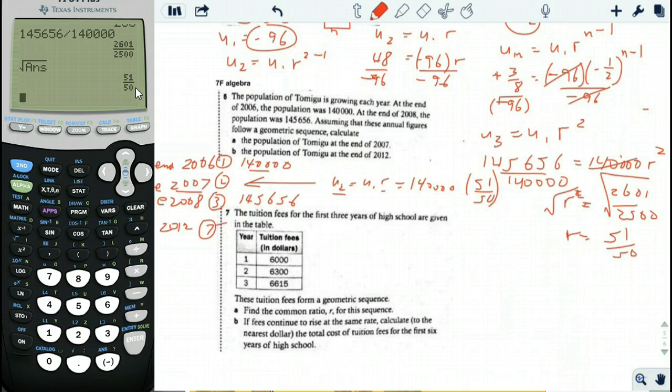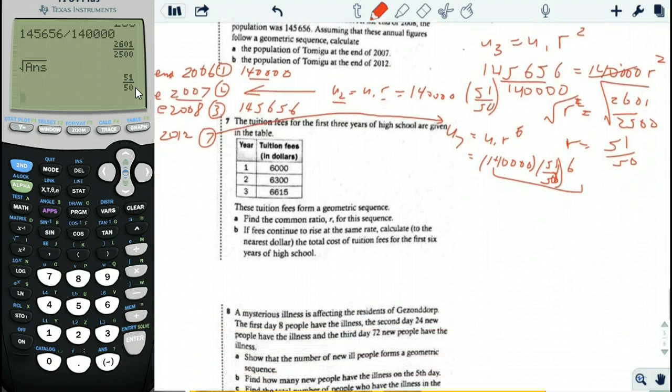How do we find the value at the end of 2012? Pretty much the same thing. We just write U12, or I mean U7, right? Because 2012 is U7. U1 times R to the 7 minus 1, which is 6. So we just take 140,000 and we multiply it times 51 over 50 to the 6th. Okay, so do that in your calculator.